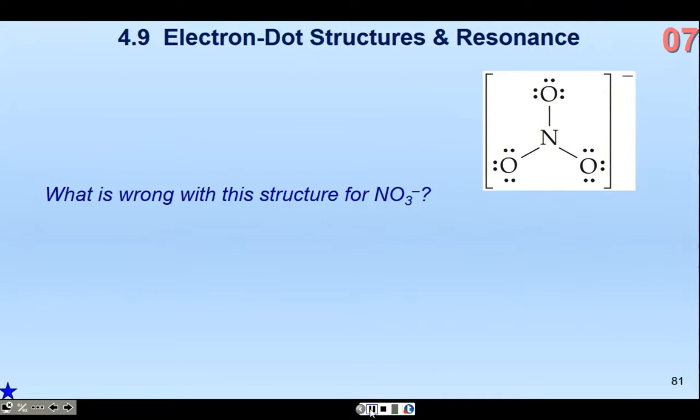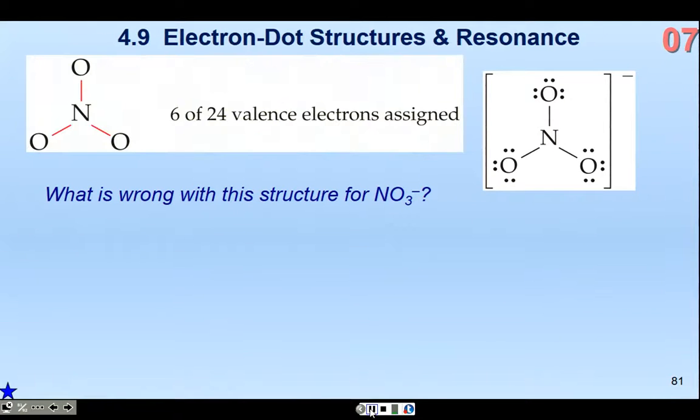All right, now let's do one more for the compound we know, the polyatomic ion known as nitrate. And we have an initial drawing here, and we have 6 of 24 valence electrons assigned by making single bonds, and the structure on the right would indeed have 24 valence electrons. That's what you expect because nitrogen has 5 electrons, and 3 oxygens is 3 times 6, which is 18, and the negative charge means you have to add 1 more for a total of 24 electrons. Well, that seems appropriate, doesn't it? But what's wrong with that structure? Nitrogen doesn't have an octet. Needs an octet. So the structure is not complete yet.